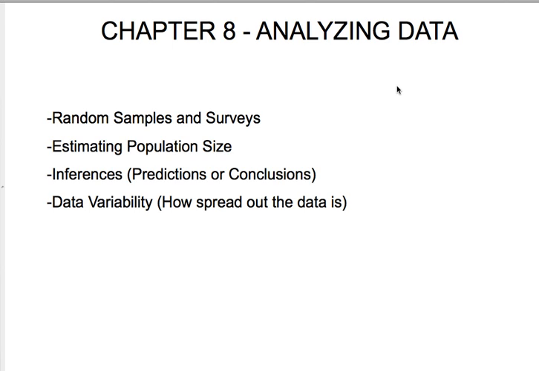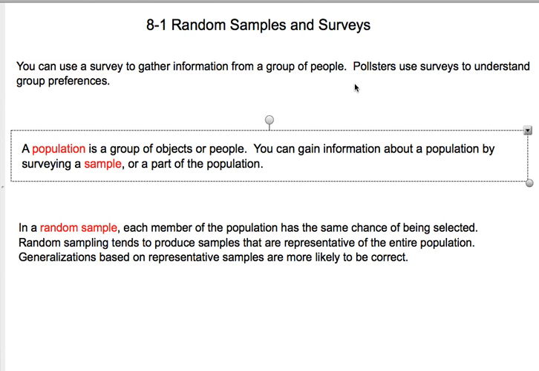The sections that we're going to cover in Chapter 8 are random samples and surveys, estimating population size, inferences, which are predictions or conclusions based on data, and also data variability, which is how spread out the data is. This video is going to be on random samples and surveys.